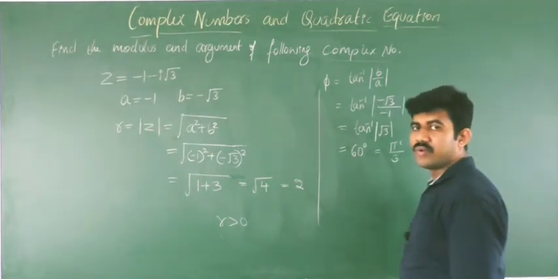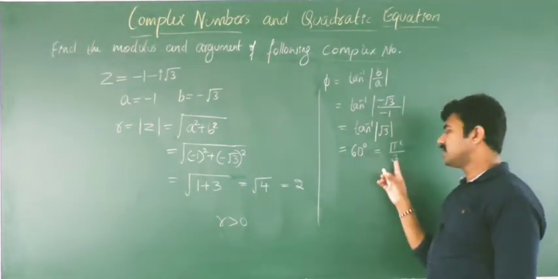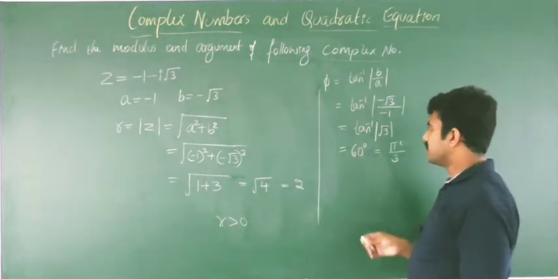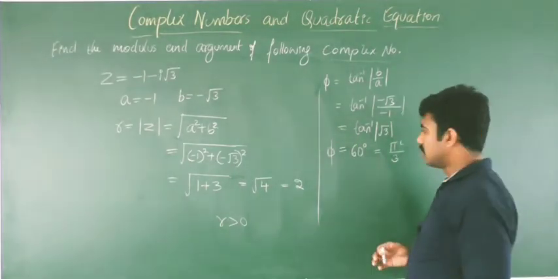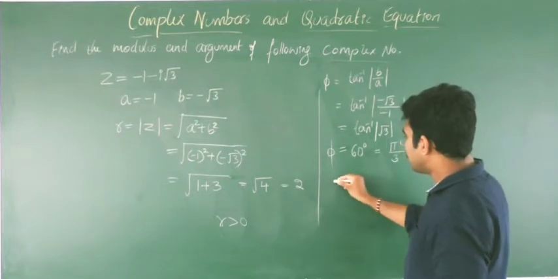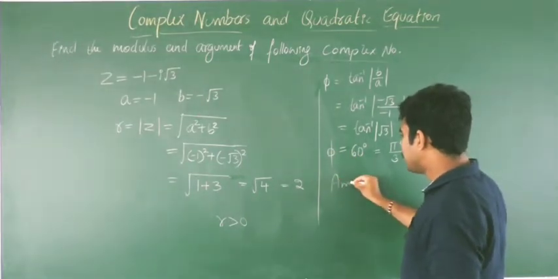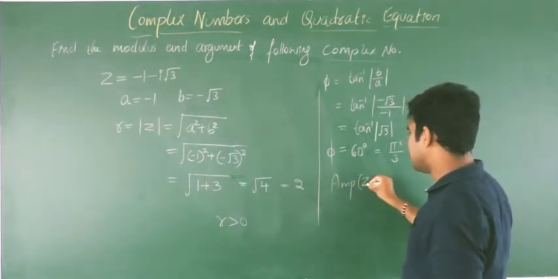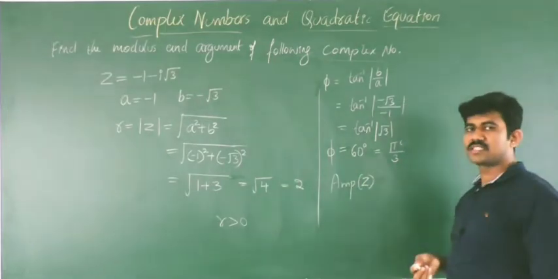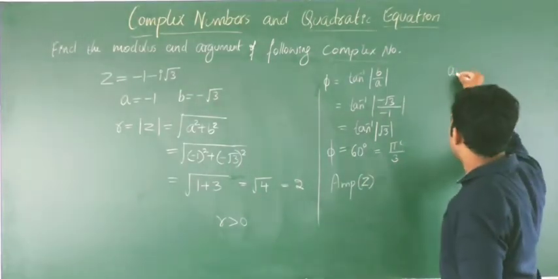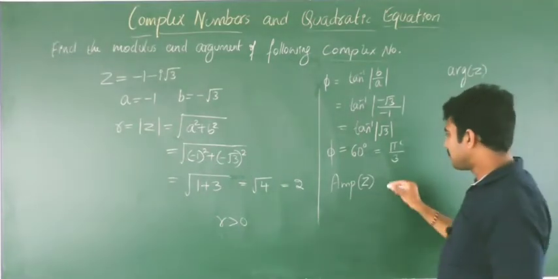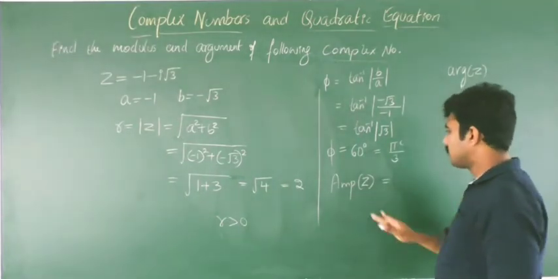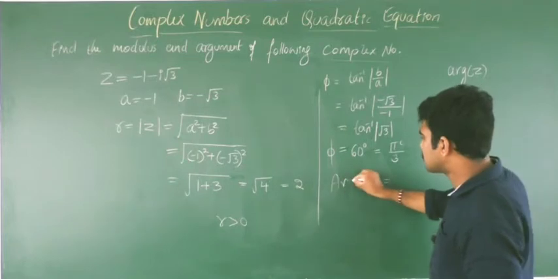Pi is nothing but 180 degree. 180 degree divided by 3 is what it means. Okay, so this is the angle value you got. But what is the argument or amplitude of the complex number? Amplitude of the complex number, or you can write argument of the complex number z. Anyway you can write; you write argument only because they ask argument, right?